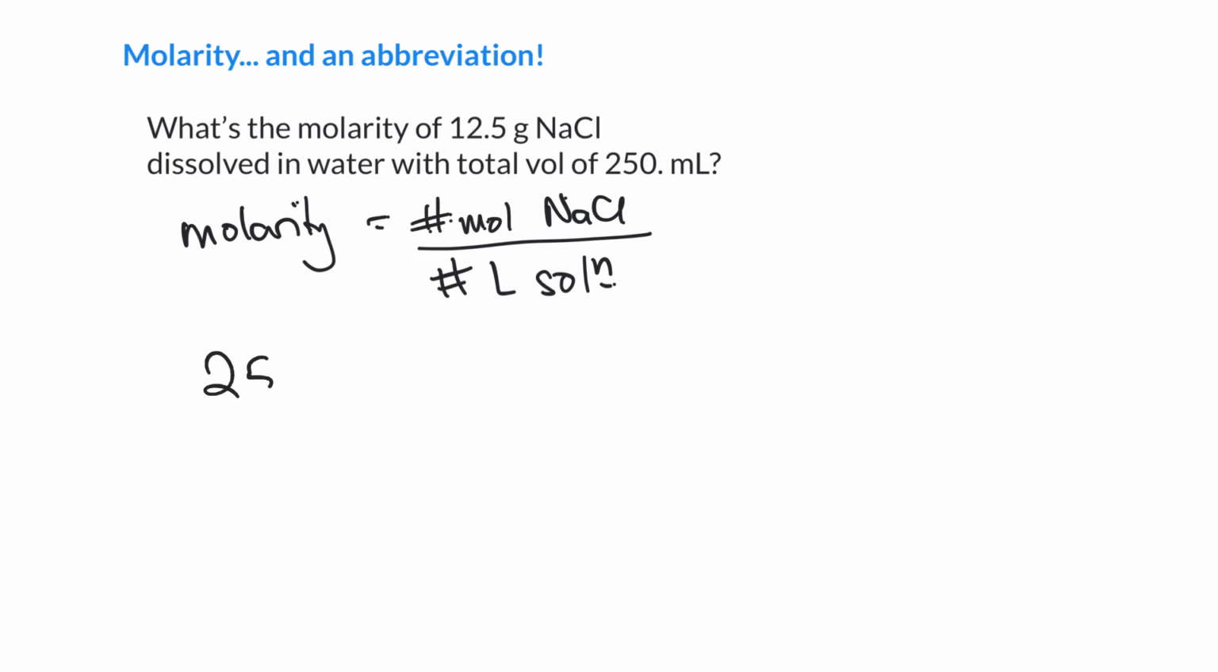We know that the 250 milliliters, with the decimal point at the end, is telling us that that last zero is actually significant. Remember, zeros at the end are significant if there's a decimal point. How do we convert that into liters?